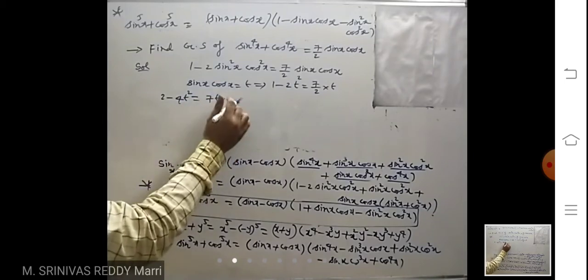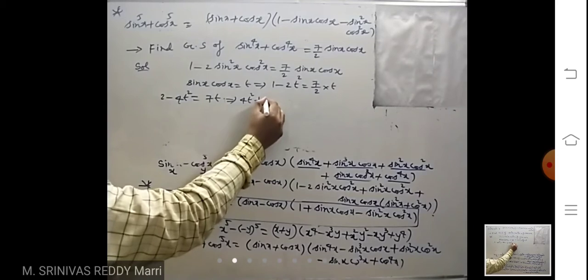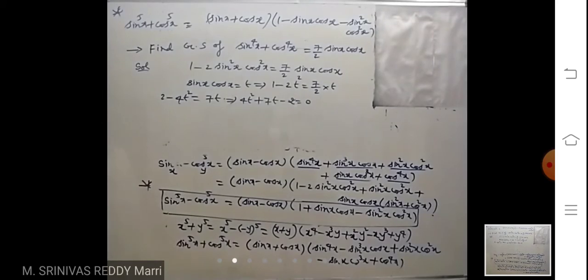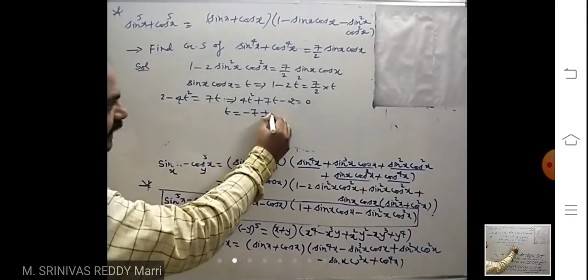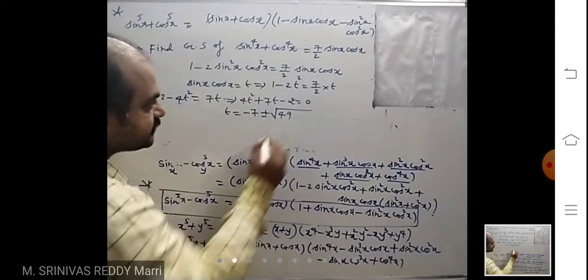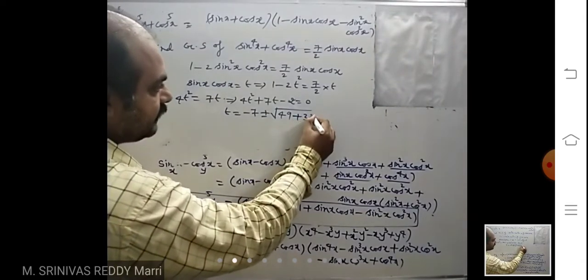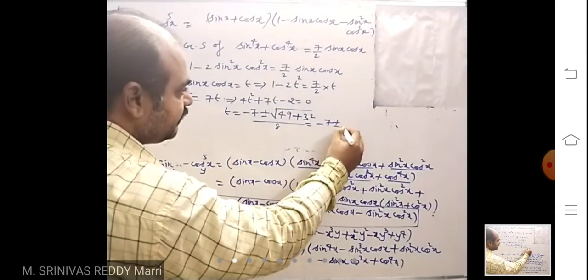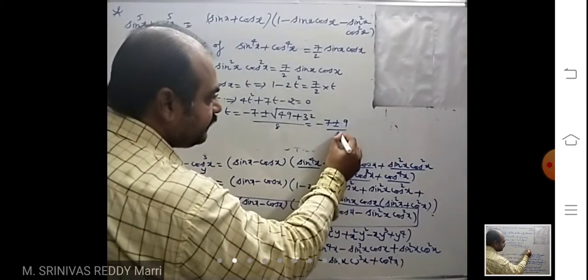That implies, bring this side completely: 4t square plus 7t minus 2 equal to 0. Now solve the value of t. So t equal to minus b plus or minus root of b square, 49 minus 4 into 4 into minus 2, that means plus 32, divided by 2 into 4, 8. So minus 7 plus or minus root 81, that means 9, divided by 8.